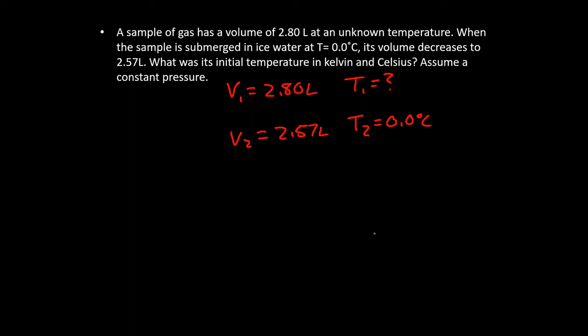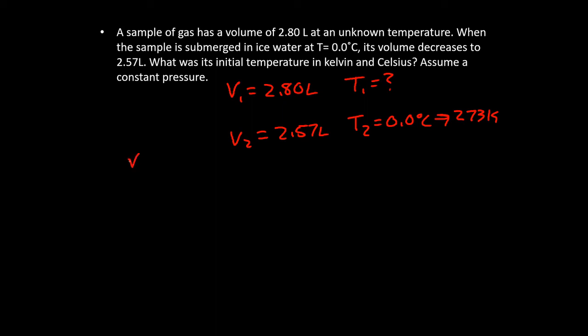All right, first thing we need to do here, just talked about it a minute ago, we're not allowed to keep Celsius. We need to change that to Kelvin. 0 Celsius is going to be 273 Kelvin, because if you remember the conversion factor from Celsius to Kelvin, just take the temperature in Celsius, add 273, and since we have 0, it's just going to be 273.